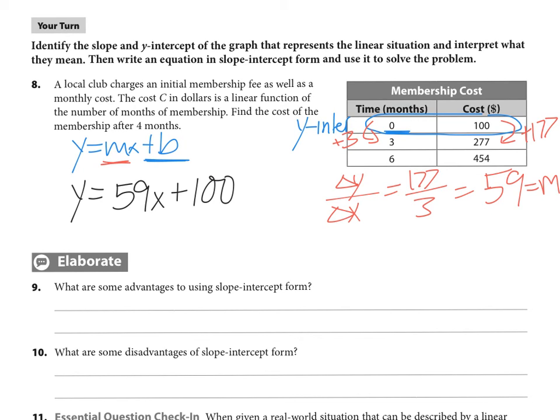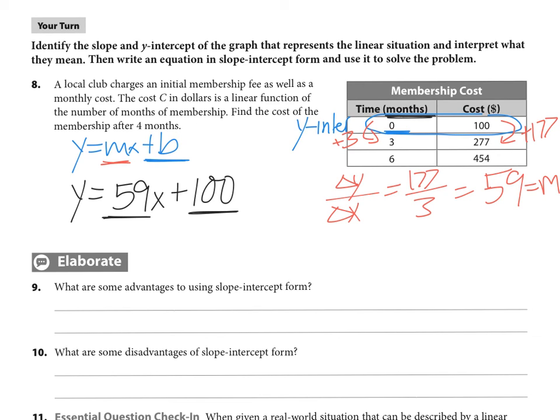Okay, so now let's talk about what they mean. 100 we said was our starting point. In this case, it's our starting cost. In other words, our membership is going to cost us $100. What does the 59 imply? It's going to cost me $59 per month. So to buy this membership costs me $100. But then for this local club, every month I'm going to pay an extra $59. Okay, that's the interpretation of what they mean.